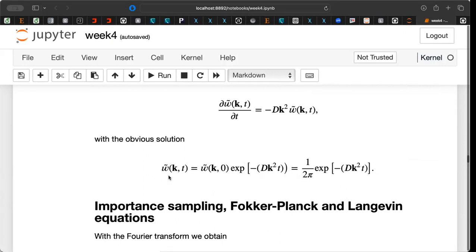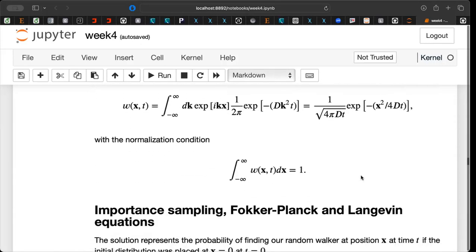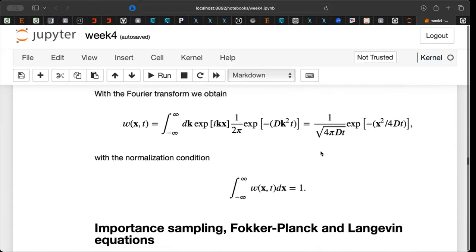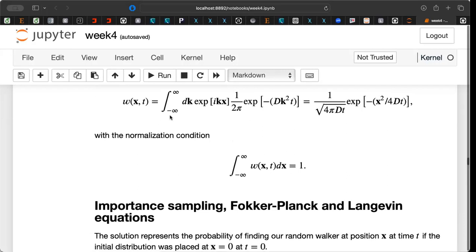And then we have the solution here, which is given by this term, which is just the Fourier transform of the diffusion equation. And then we can find the final distribution, as we discussed before the break, in terms of a Gaussian. So this W(x,t) is also called the Green's function. And you can easily see that, since we start with a delta function, we end up with a distribution which is just given by a Gaussian.